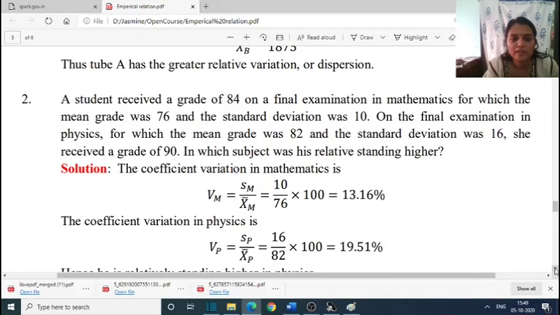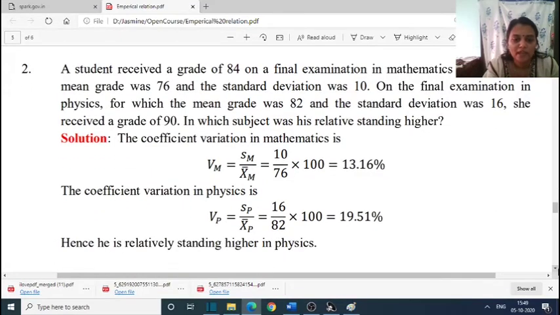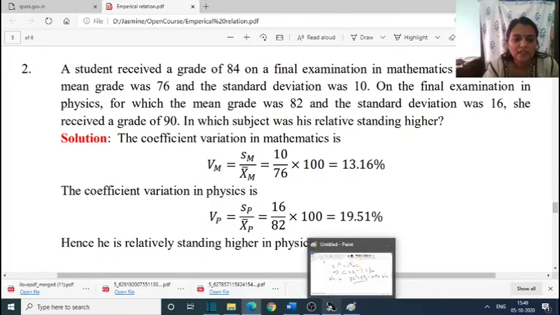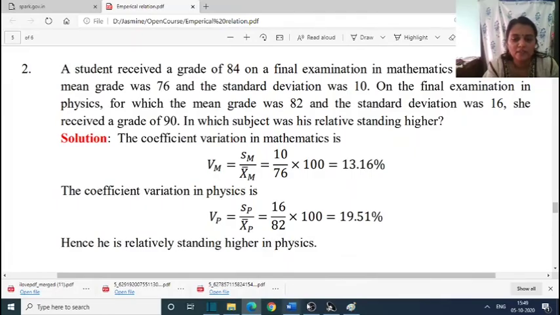So the coefficient of variation in mathematics is SM by x bar M. The standard deviation is given as 10 and the mean is 76, so 10 by 76 into 100, which is equal to 13.16%. Similarly, we can find the coefficient of variation of physics, which is SP by x bar P, equal to 16 by 82 into 100, which is equal to 19.51%. Hence, she is relatively standing higher in physics.